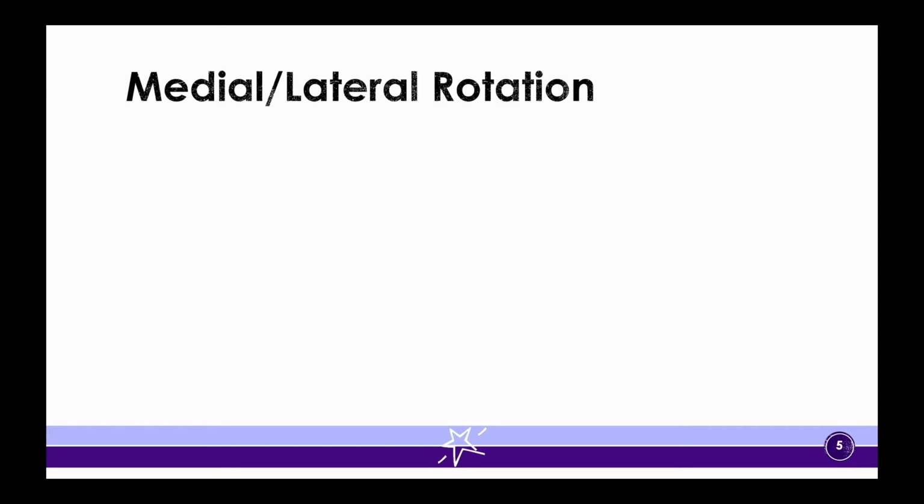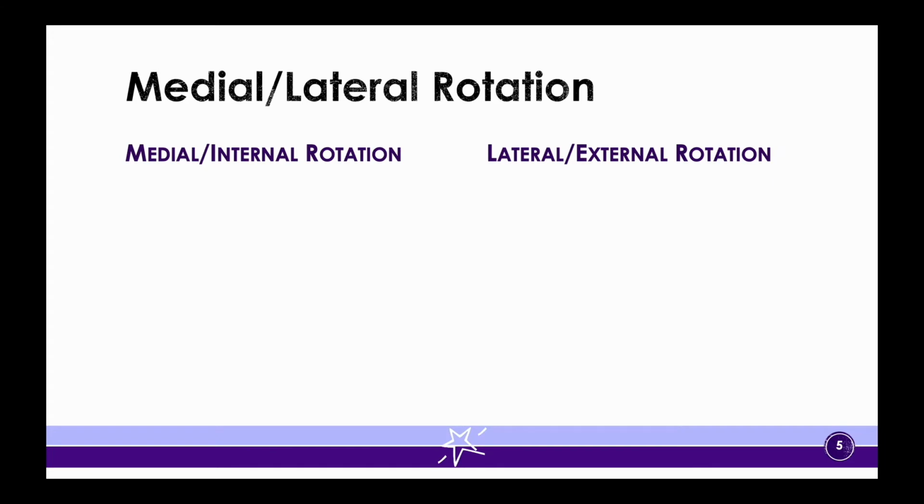Same thing here. Let's take a look at that small amount of medial and lateral rotation that we can have. So take a moment to stop the video and brainstorm. What can you think of as far as muscles that lead to medial, also known as internal rotation, and what leads to lateral or external rotation? So take a moment and try to brainstorm.